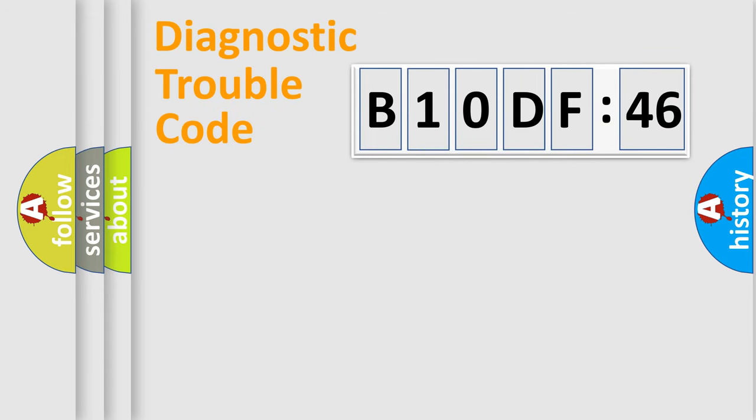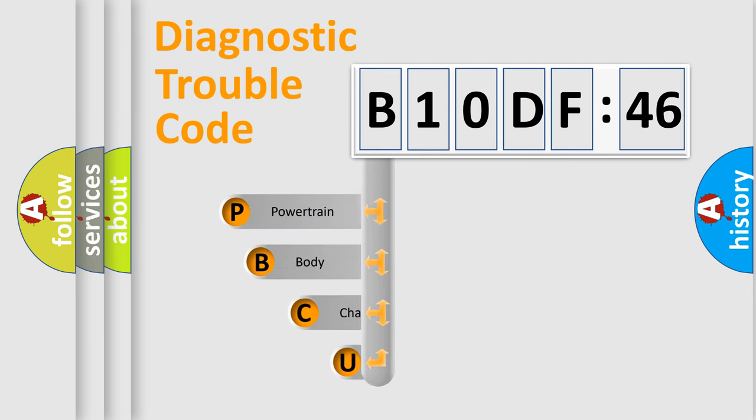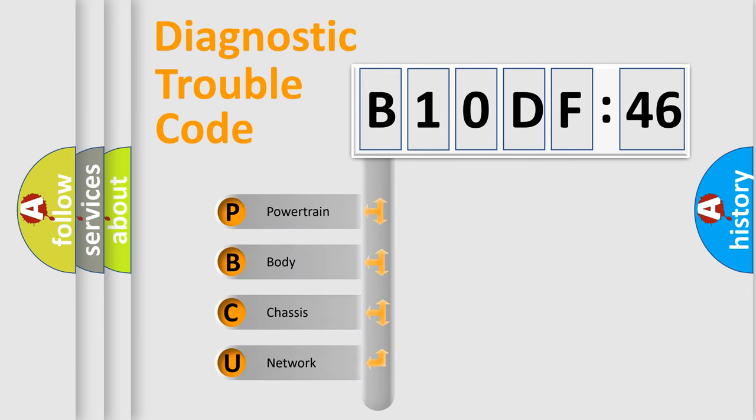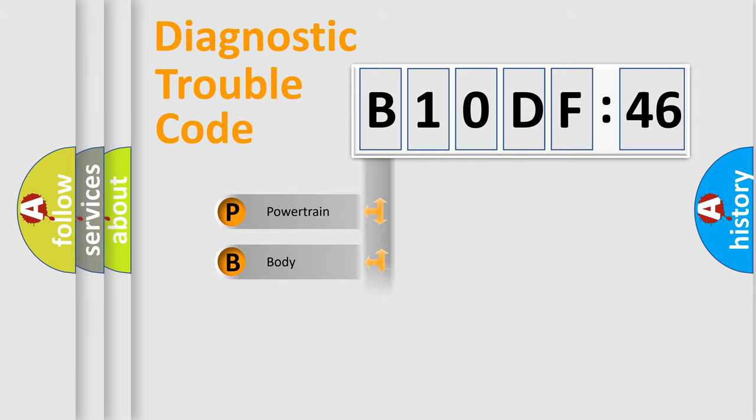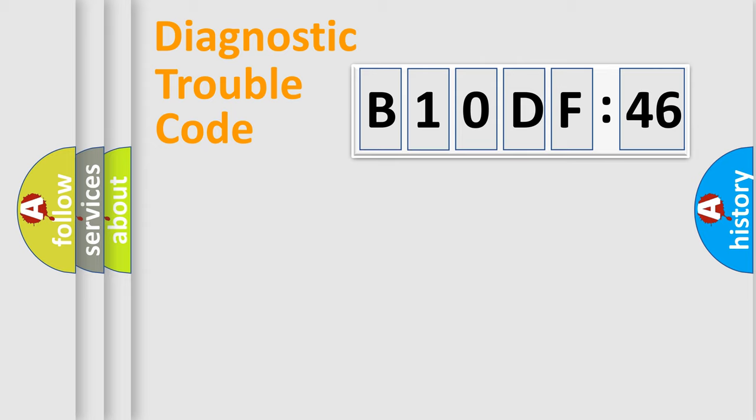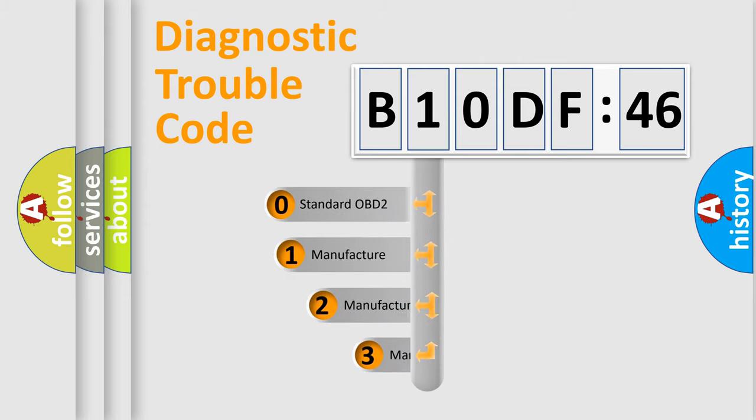Let's do this. First, let's look at the history of diagnostic fault code composition according to the OBD2 protocol, which is unified for all automakers since 2000. We divide the electric system of an automobile into the four basic units: powertrain, body, chassis, network. This distribution is defined in the first character of the code.